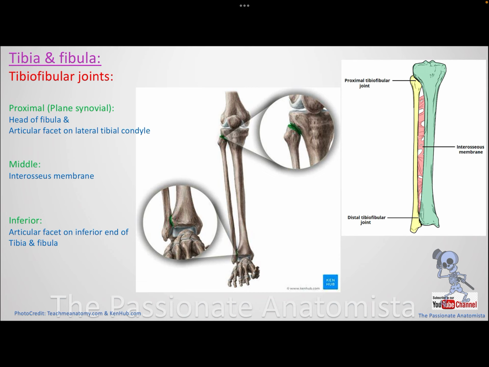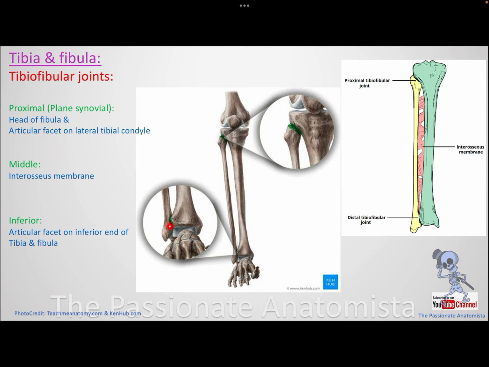All right, so this is going to be between who and who? The proximal one is going to be between the head of fibula and the articular facet on the lateral tibial condyle here. So this is head of fibula and lateral tibial condyle. And the middle one is going to be between the interosseous borders. And then the distal one is going to be on the articular facet.